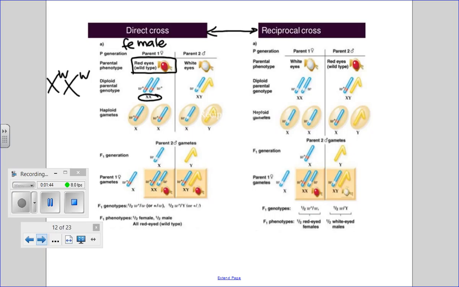Now this is the capital W. W means wild type. If you were just working on this yourself and trying to figure things out and you want to use a different letter, be my guest. The actual letter that you use, unless it's specified in the question, isn't something that I would give marks or take marks away for. Parent number 2 is the male parent.